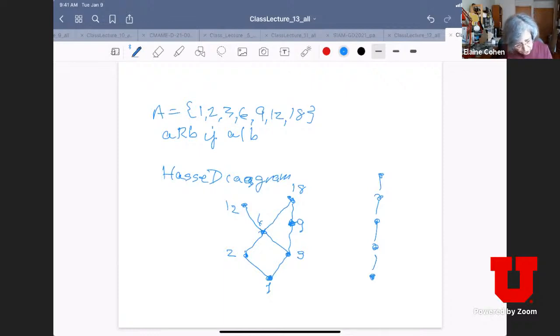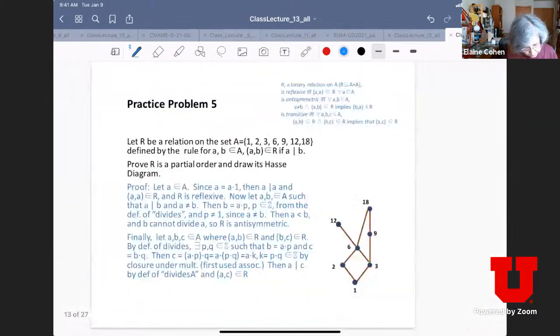So if the relation here would be, let's say, A R B if A is less than or equal to B, then it would look like 1, 2, 3, 6, 9, 12, 18. Okay? Good.